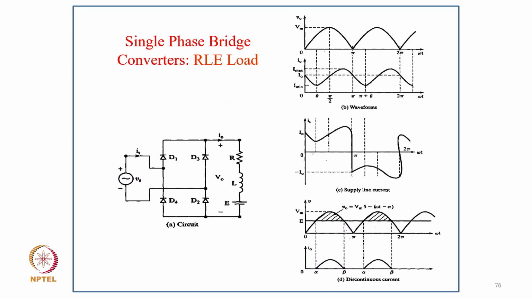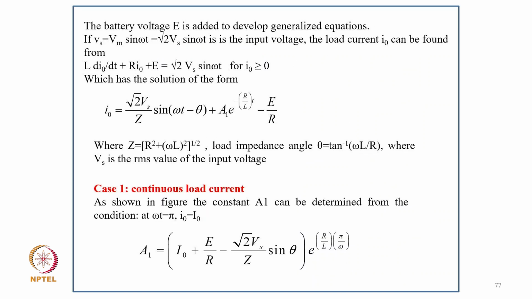So coming to the single phase bridge converter with RLE load, in this case you will find the voltage appearing causes the current to flow only when your supply voltage is greater than the battery voltage, and the supply current. So the battery voltage E is added to develop a generalized equation. If vs = Vm sin ωt = √2 Vs sin ωt, this is the input voltage.